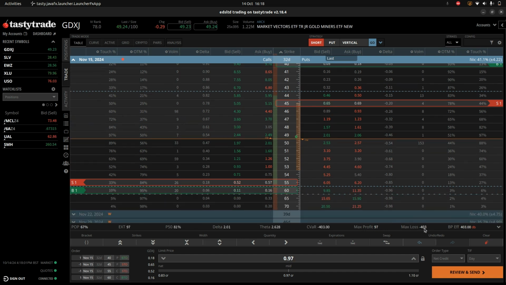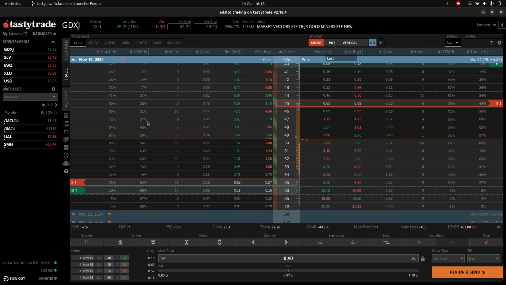And as you can see, we no longer have an unlimited loss potential, right? Our loss is limited to $5 minus the premium that we would collect up front. And that's how we get to this max loss number here. And because our max loss is defined, our broker is only going to require that much in buying power, $403, as opposed to close to 2,000 before. So this is how you can manipulate positions to fit inside your portfolio. And that's essentially it. This is how you find positions. This is how you manipulate positions.